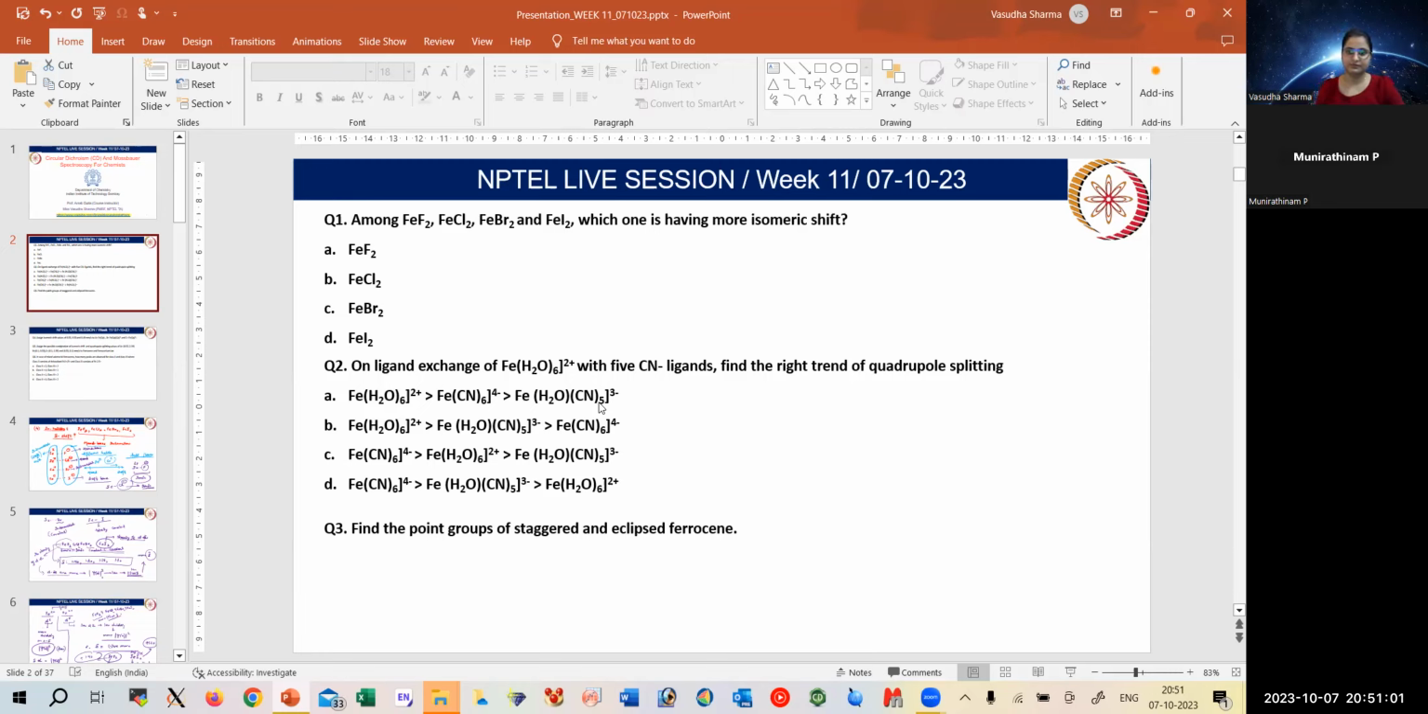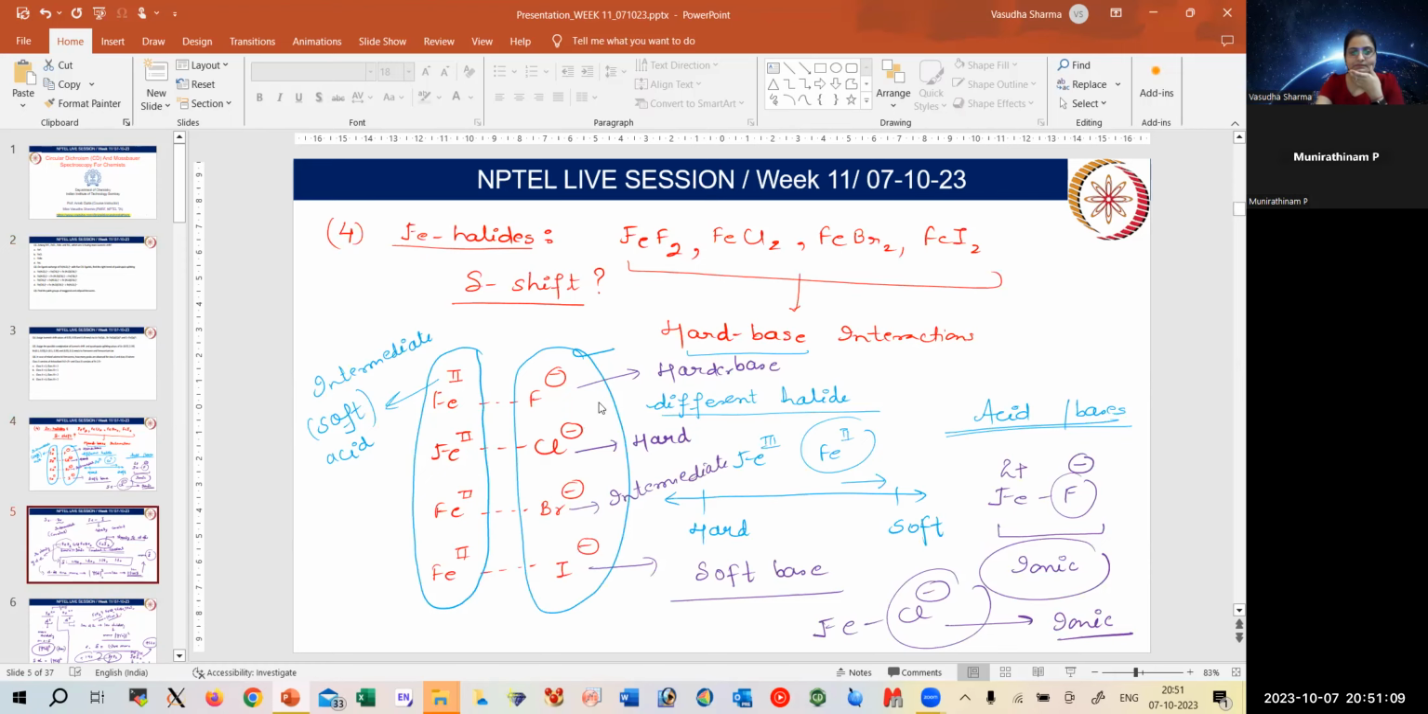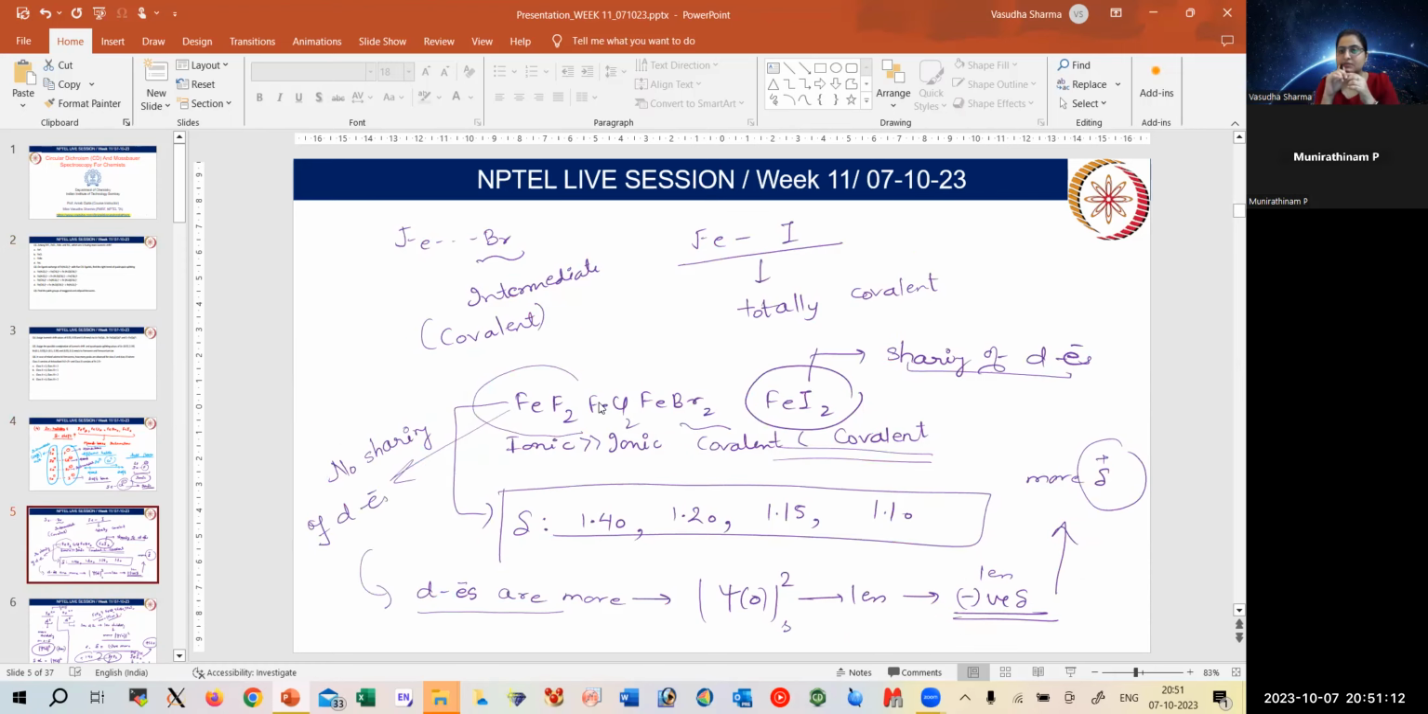FeI2 has more isomeric shift, ma'am. That's again the wrong answer. We saw it, right? Because FeF2 is making an ionic bond. Because of the ionic bond, it retains its d electrons. So when it is having more d electrons on the iron, there is more shielding. More shielding means less s electron penetration, therefore less negative, or we call it more positive. So when it is asking for more isomeric shift, we are considering the more positive value. FeF2 is the one which is having the more positive value.